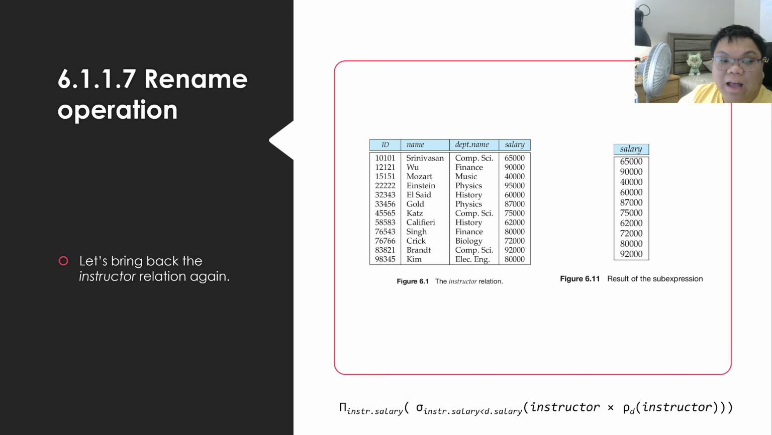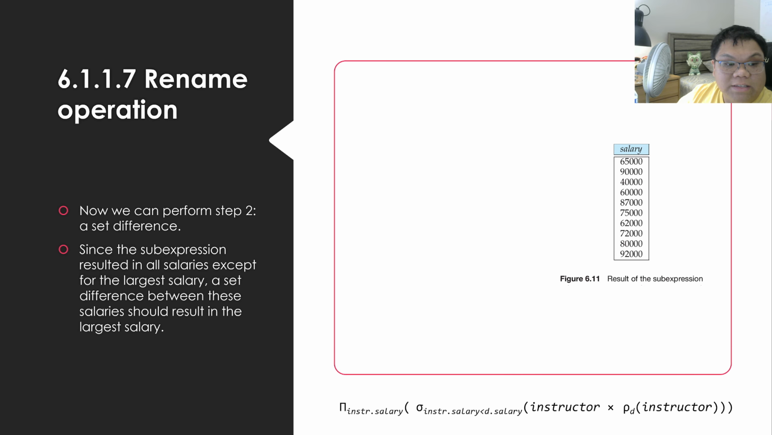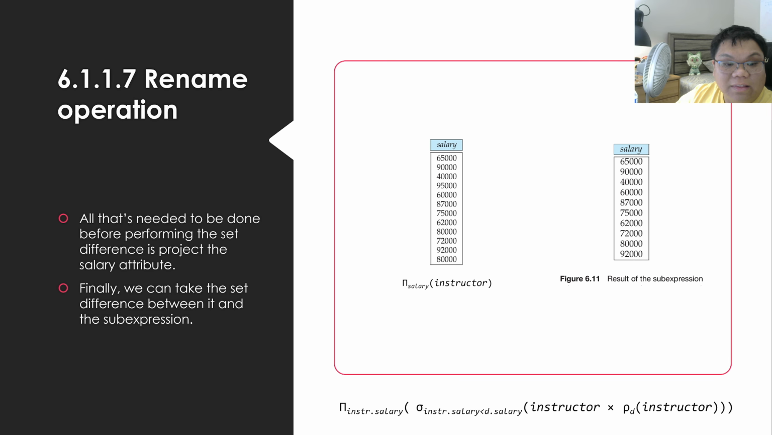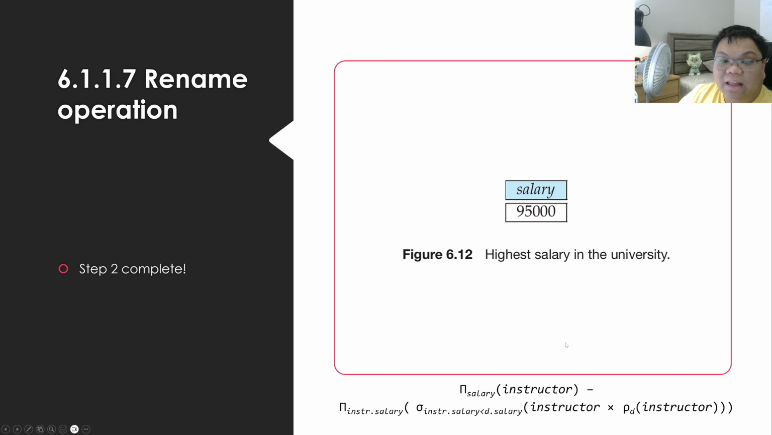Now we can bring back another copy of the instructor relation, project just the salary, so now we have a relation consisting of all the salaries. If we do a set difference between this relation on the left and this relation on the right, set difference says find the set of all objects that are in one set that are not in the other set. So we did the set difference of these two, because this one contains everything but the largest salary, and this contains everything and the largest salary. If we did a set difference between these two, we're just going to get the largest salary back. There we go.